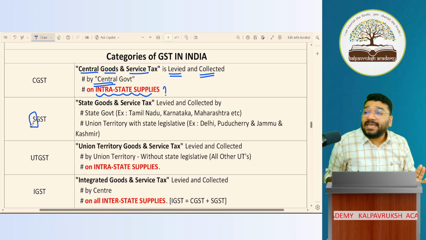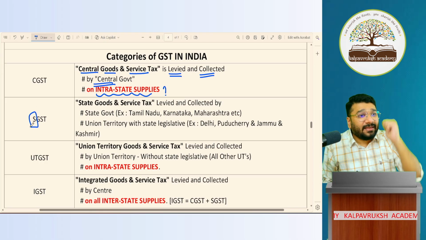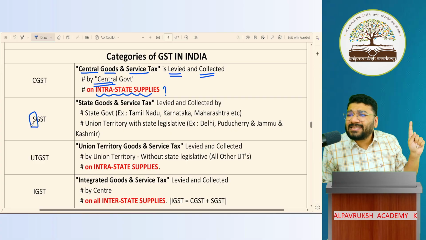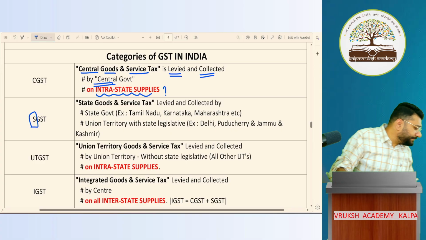SGST. GST stands for Goods and Service Tax. S stands for state.